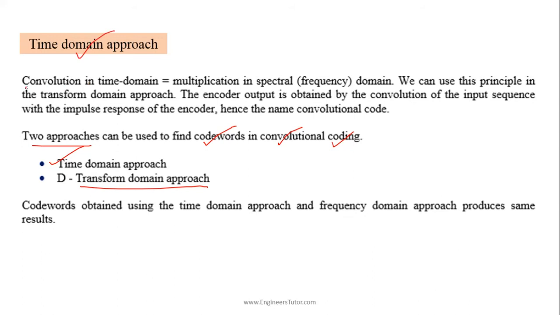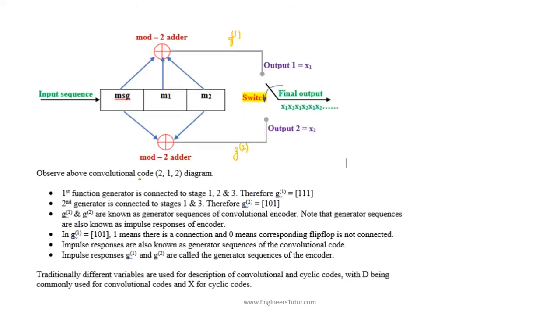We have this basic conceptual statement: convolution in time domain is the same as multiplication in frequency domain. So here we use convolution in time domain. The encoder output is obtained by the convolution of the input sequence and the impulse response of the encoder. That is why we call this coding process convolutional coding.